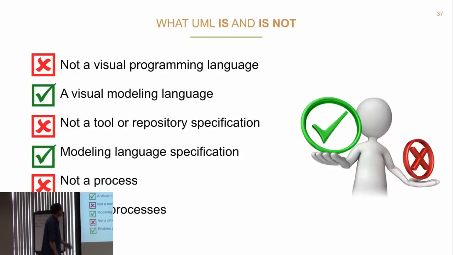And so, what is UML and what is not? It's not a visual programming language. It's a modeling language. That's what you do in your architecture, your modeling stuff. Okay, it's not a tool or repository specification. It's a modeling language specification. UML 1.0, UML 1.5. Those are specifications for this modeling language. It's not a process. It enables processes. Okay, sequence diagram, we'll see what that looks like here in a second. We're enabling things with it.